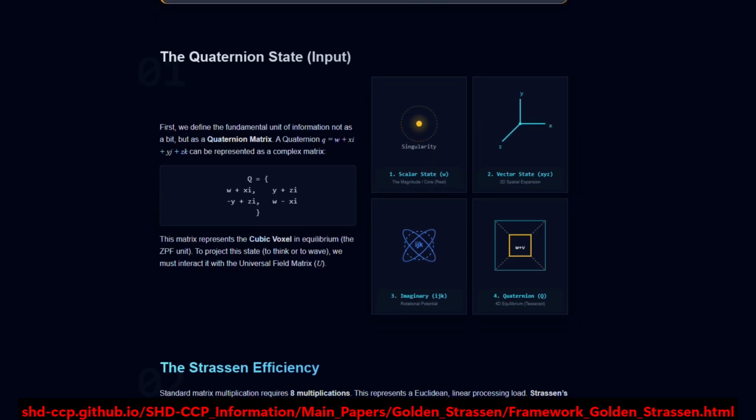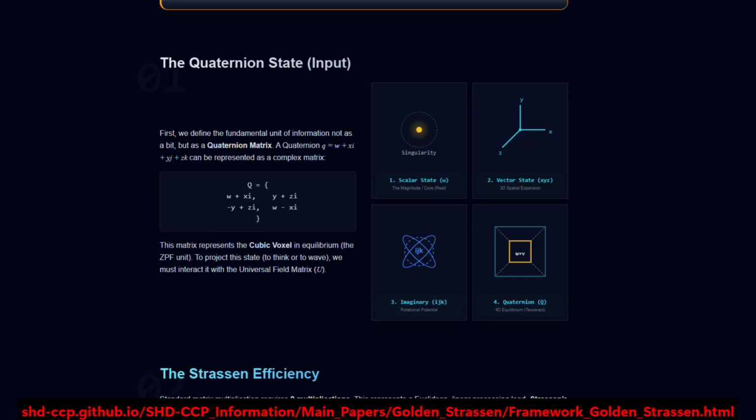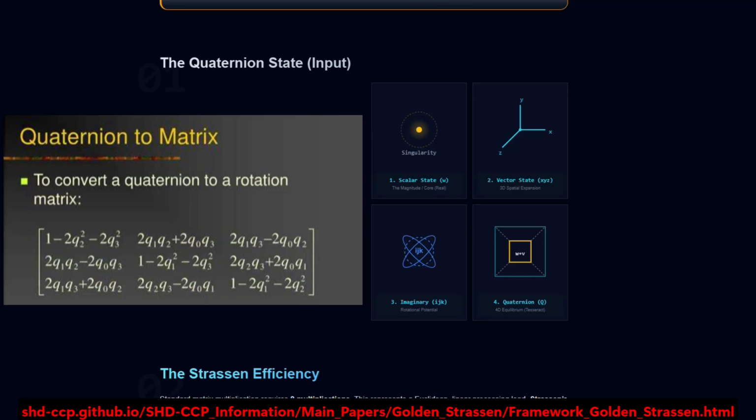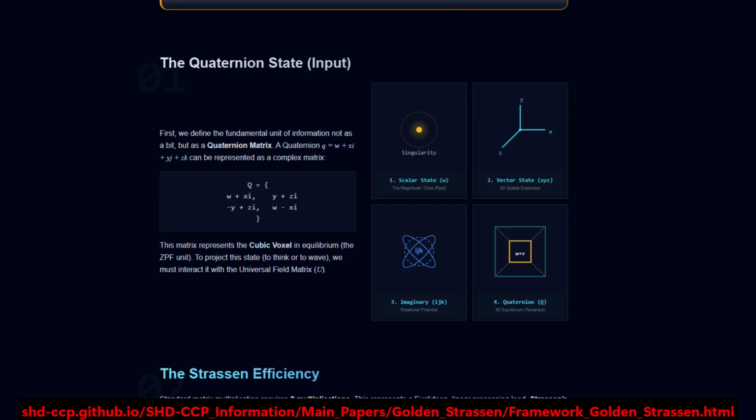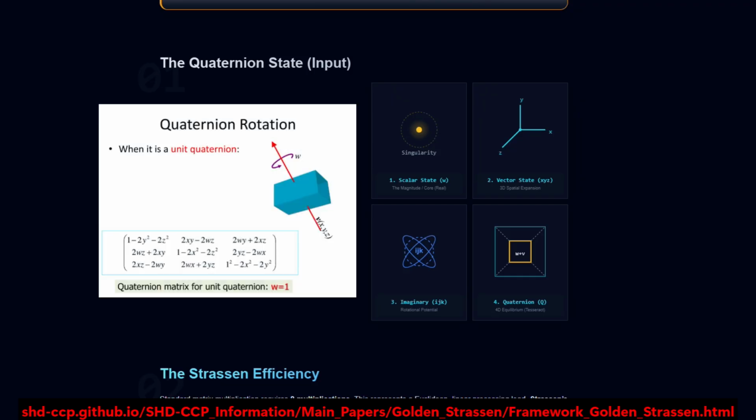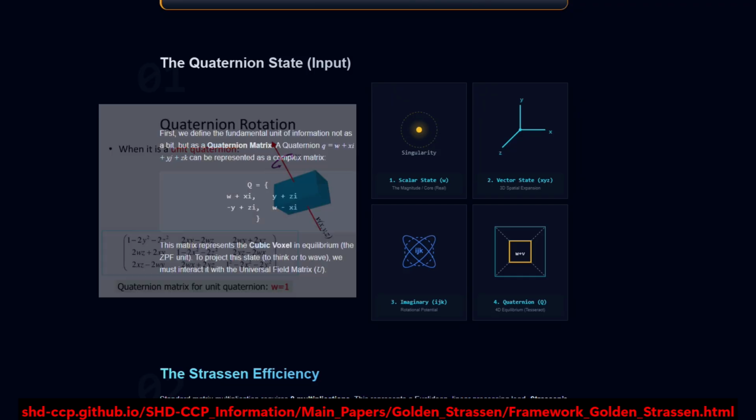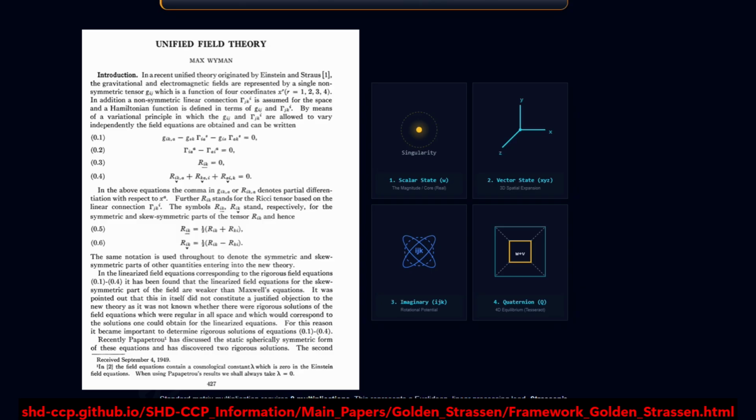First, we define the fundamental unit of information not as a bit, but as a quaternion matrix. A quaternion can be represented as a complex matrix. This matrix represents the cubic voxel in equilibrium, the ZPF unit. To project this state to think or to wave, we must interact it with the universal field matrix.